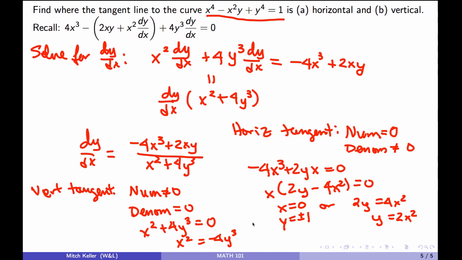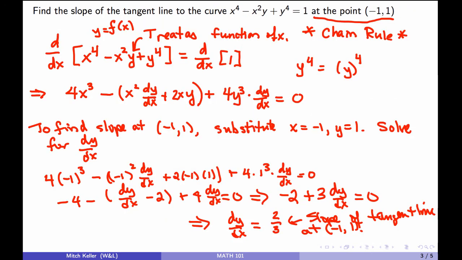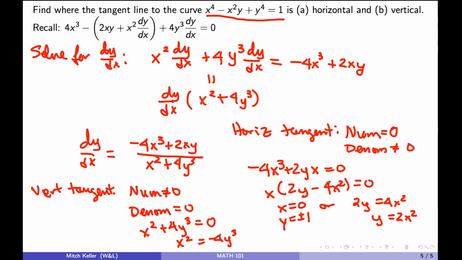but I wanted to make the distinction carefully between problems where you're asked for the slope of the tangent line at a specific point, in which case I would never solve this for dy dx and make a mess of my algebra, or this type of problem where I need to find out horizontal tangents, vertical tangents. The only way to do that is to find an expression for dy dx and analyze it carefully to see where the numerator is 0 and the denominator is not, or vice versa.